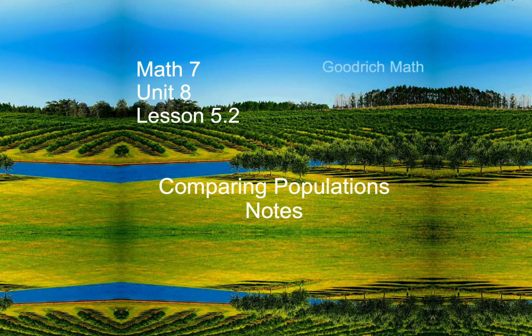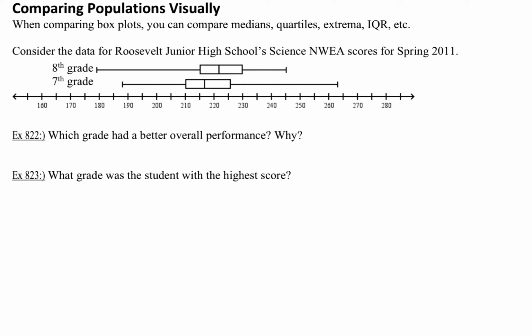Math 7, Unit 8, Lesson 5, Part 2, Comparing Populations Notes. I've got some examples here that include actual student data from the past, students that I had access to their data. No names will be given out here, but when comparing box plots, you can compare medians, quartiles, extrema, interquartile range, etc.